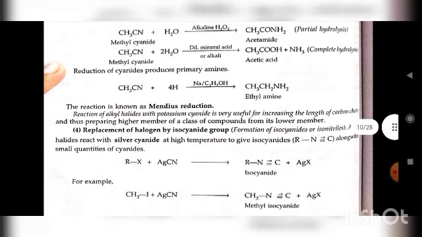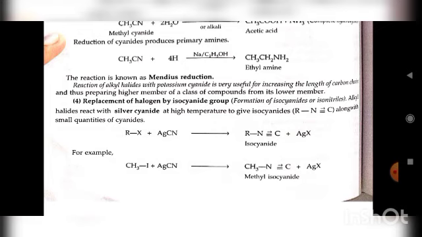Reduction of cyanides produces primary amines. For example, CH3CN plus 4 hydrogen atoms in presence of Na and alcohol gives ethylamine. The reaction is known as Mendius reduction. Reaction of alkyl halides with potassium cyanide is very useful for increasing the length of the carbon chain and thus preparing a higher member of a class of compounds from its lower member.